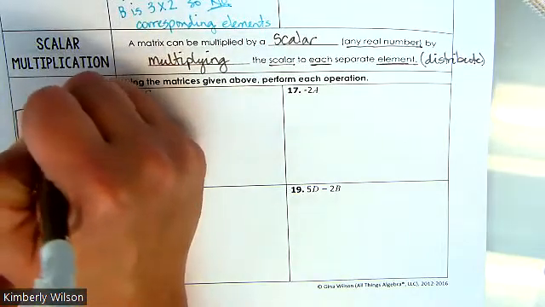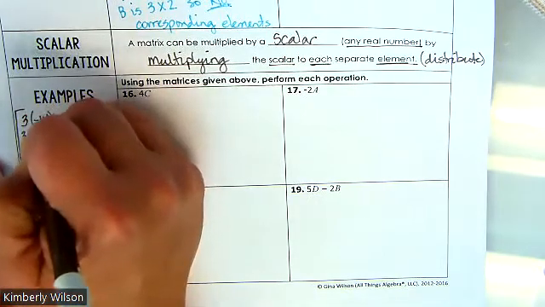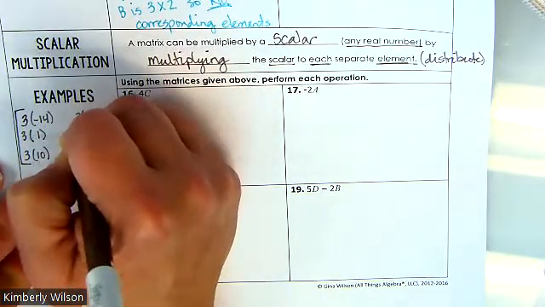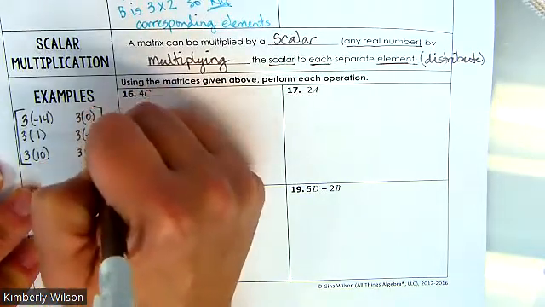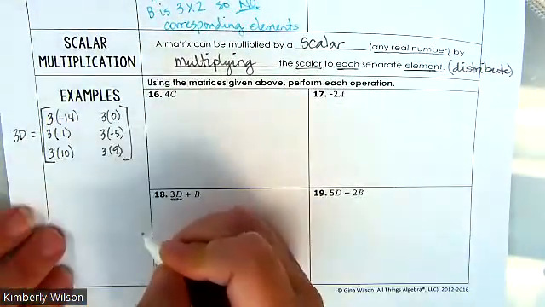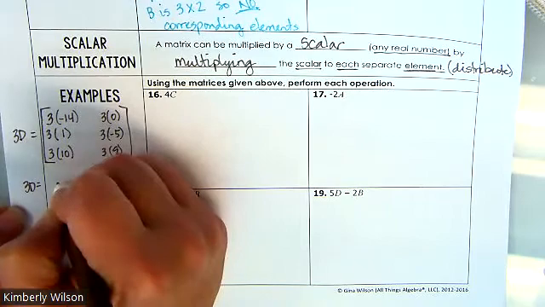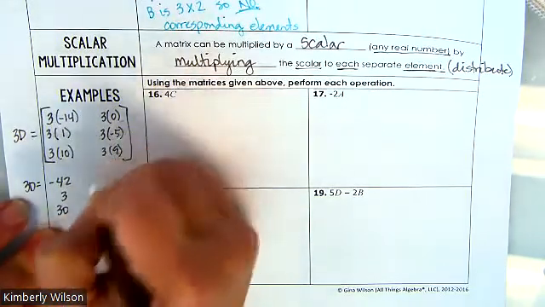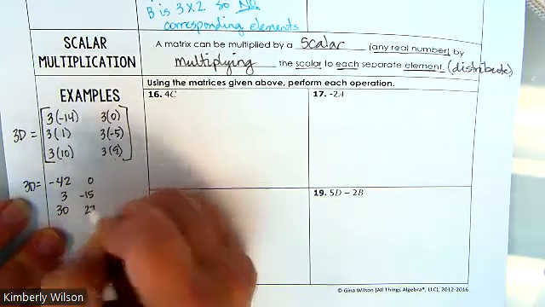times negative 14, 3 times 0, 3 times 1, 3 times 10, 3 times negative 5, 3 times 9. So this is for calculating 3D. That's my work for that. So that 3D equals negative 42, 3, 30, 0, negative 15, 27.